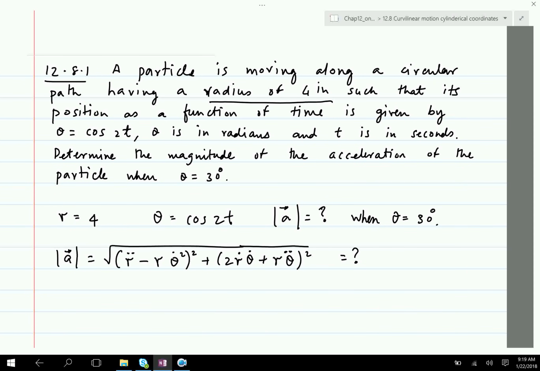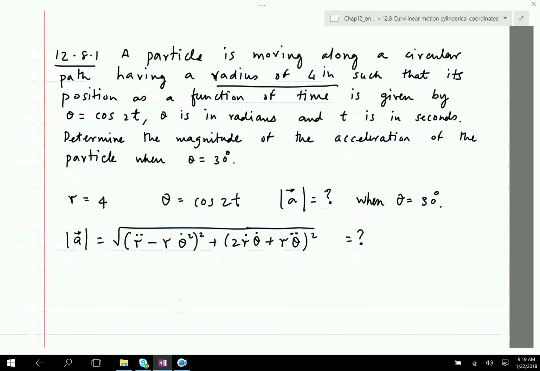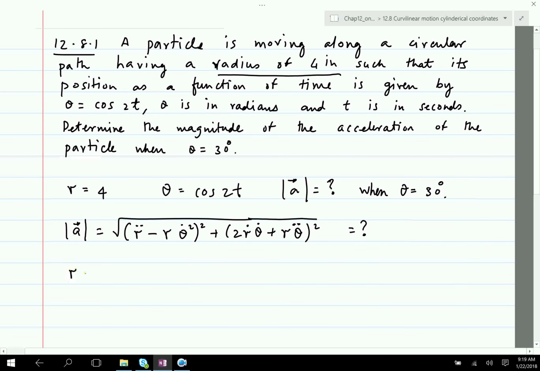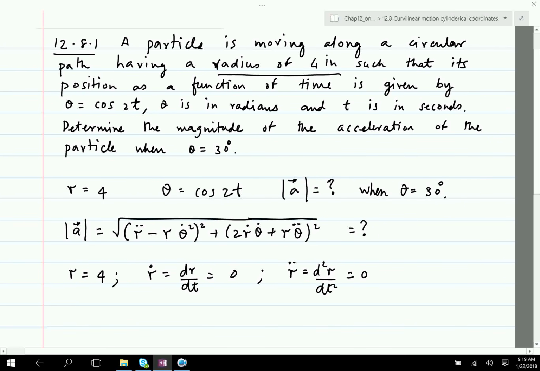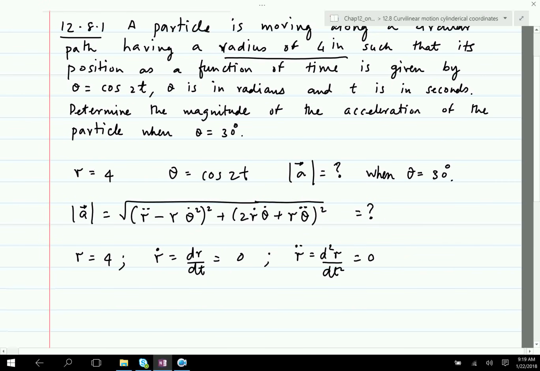So let's just try to solve for the first and second derivatives of r and theta. We're given that r is 4. What is r dot? r dot is dr dt. It's 0 because r is a constant. And then r double dot, simply d squared r dt squared, is also going to be 0. So that's super easy.